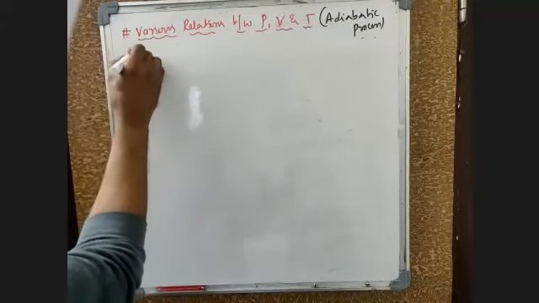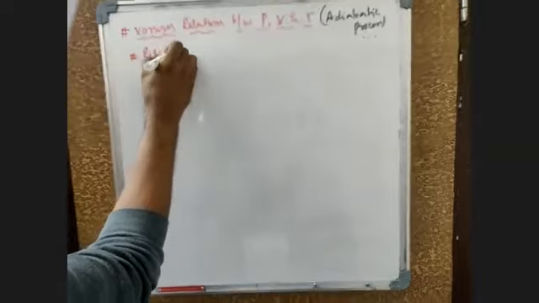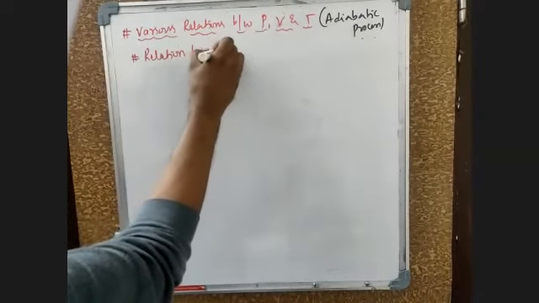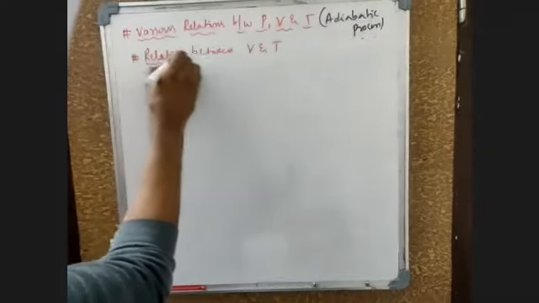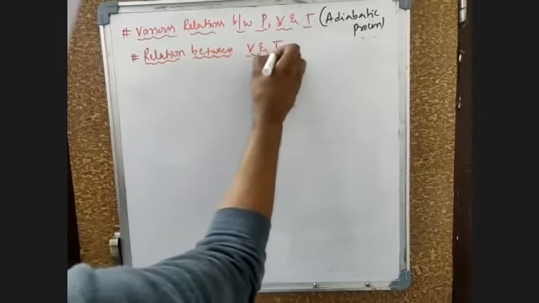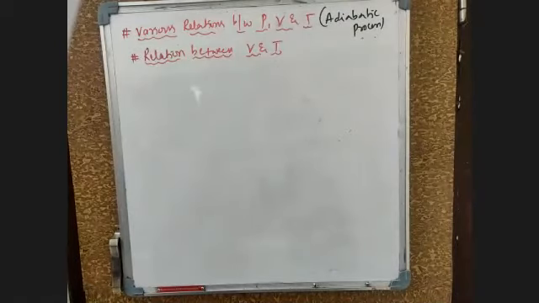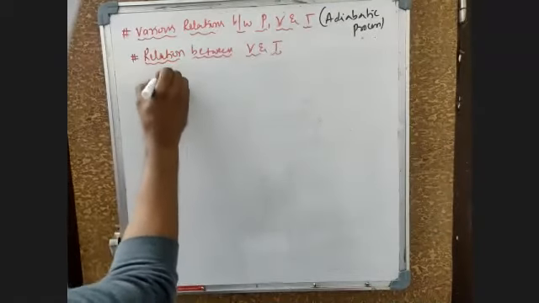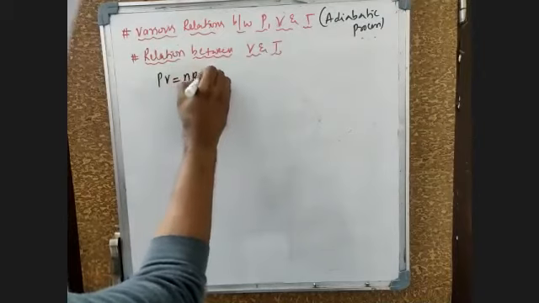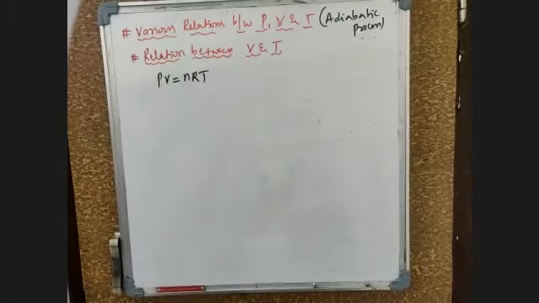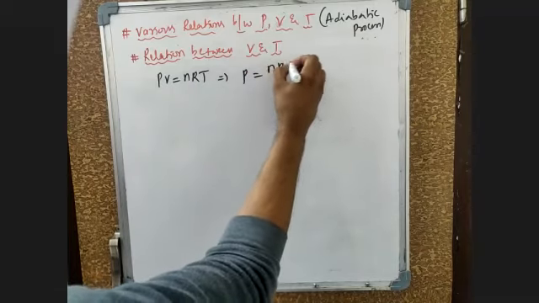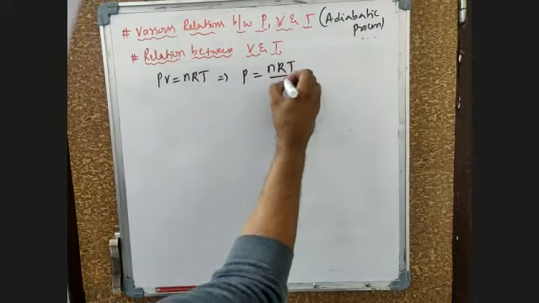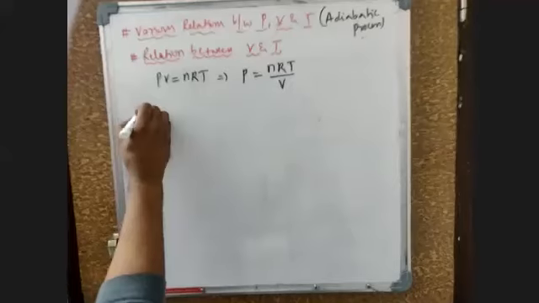Next, the relation between volume and temperature. Same relation. From the ideal gas equation, PV is equal to nRT. So from this one, I can write pressure P is equal to nRT divided by volume. Can I write like this?